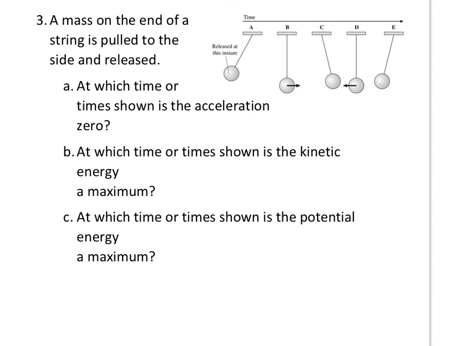One more, let's just look at a pendulum. So a pendulum is going to have gravitational potential energy as opposed to elastic potential energy, but it'll work the same way with the graphs. So where is the acceleration 0? Acceleration is going to be 0 at equilibrium, so that would be B and D. Where's the kinetic energy a maximum? Again, at equilibrium, so B and D. And finally, where is the potential energy a maximum? A, C, and E, where it's at those maximum heights.